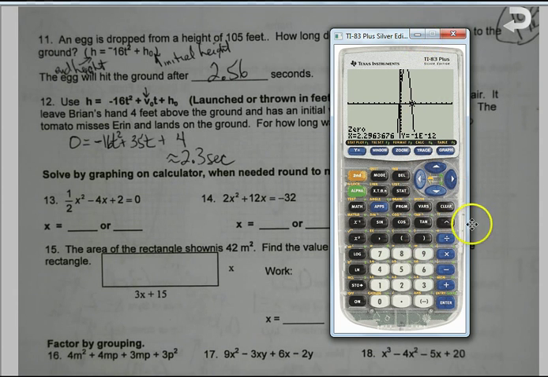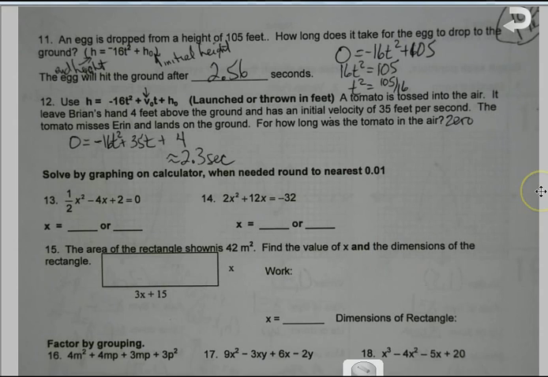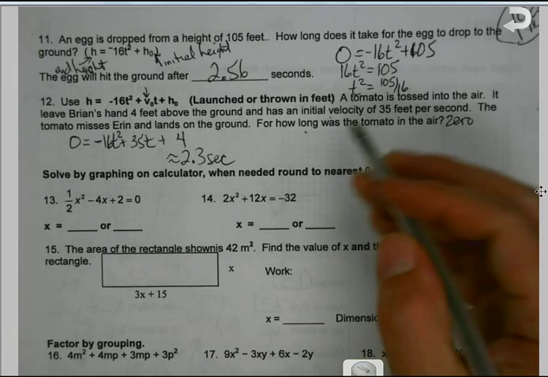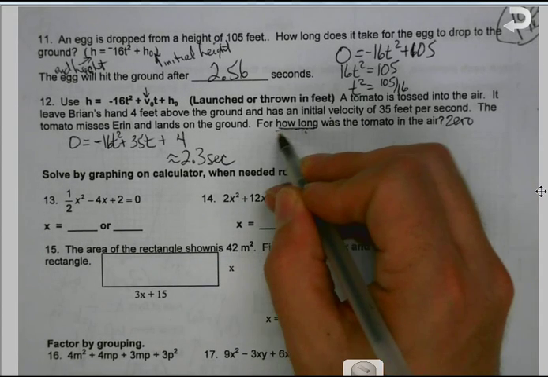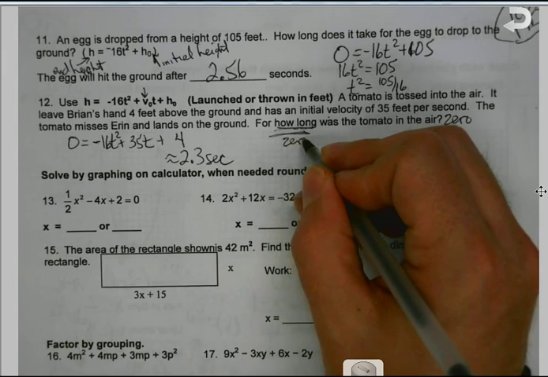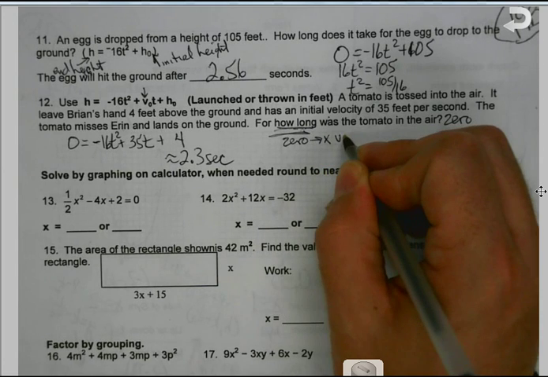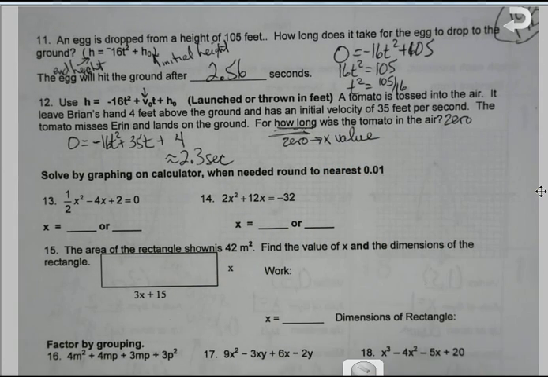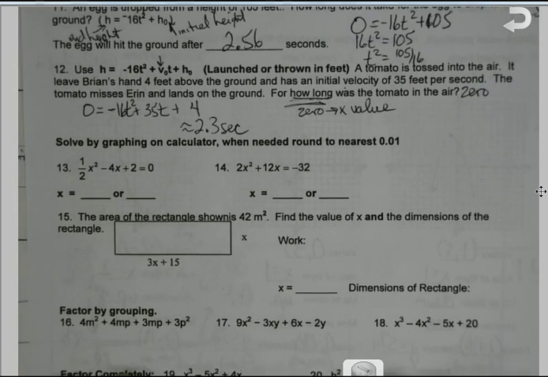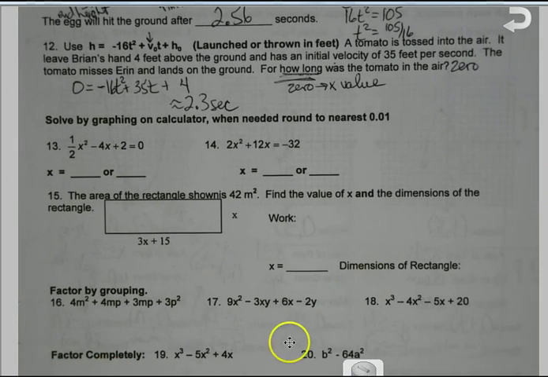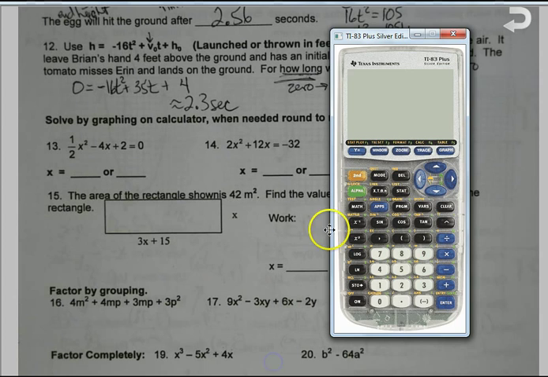And again, that's the only way I would suggest doing that one. But again, anytime you're talking about time, how long, okay, that's going to be a 0, and that's going to be the x value. Because when it hits the ground, it's going to be at a y value of nothing. So I'm looking at the x value when I'm searching for a 0 on that one. Okay? Solved by graphing in a calculator. When needed, rounded to the nearest 100th.